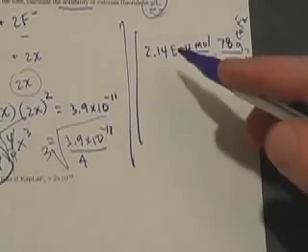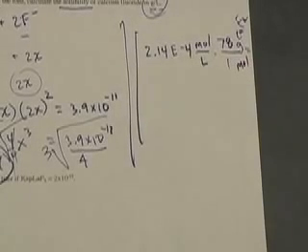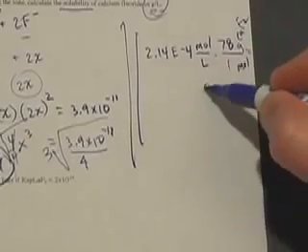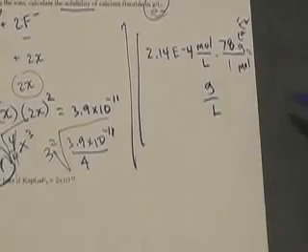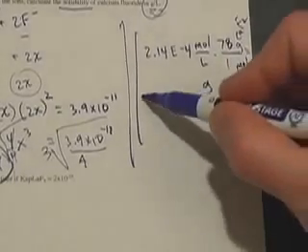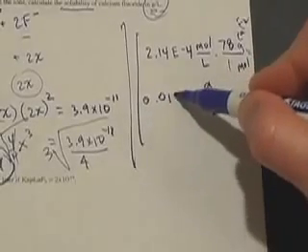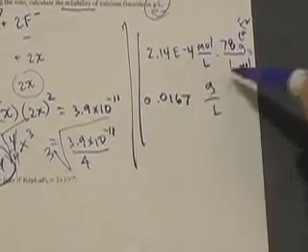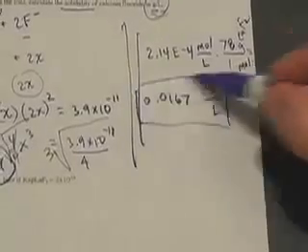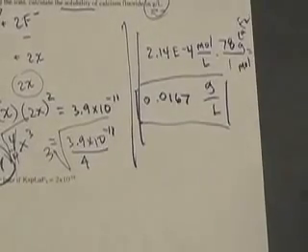times my 2.14, enter exponent negative 4, and I end up with a gram per liter now solubility of approximately 0.0167 grams per liter that dissolve of calcium fluoride. Next one says, you try.